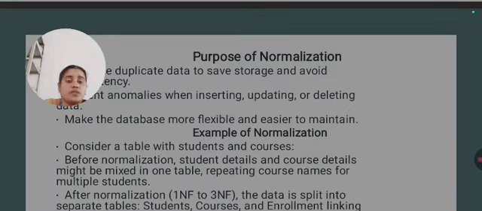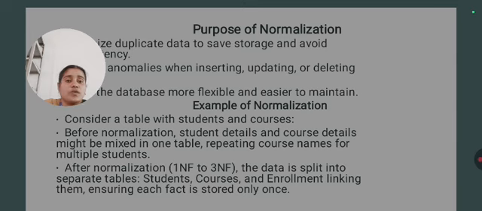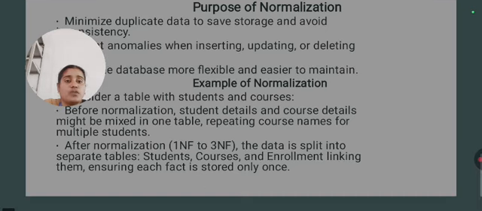Examples of normalization. Consider a table with students and courses. Before normalization, student details and course details might be mixed in one table, repeating course names for multiple students. After normalization, 1NF to 3NF, the data is split into separate tables, which means students, courses and enrollment, linking them, ensuring each fact is stored only once.